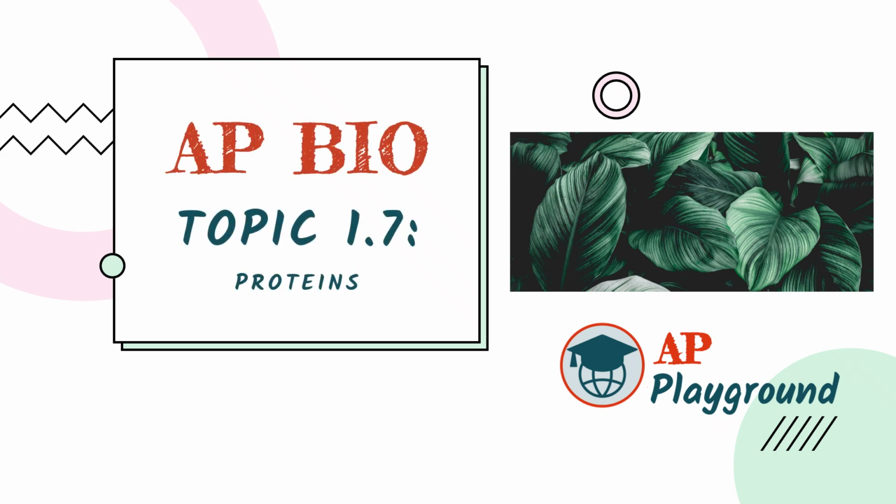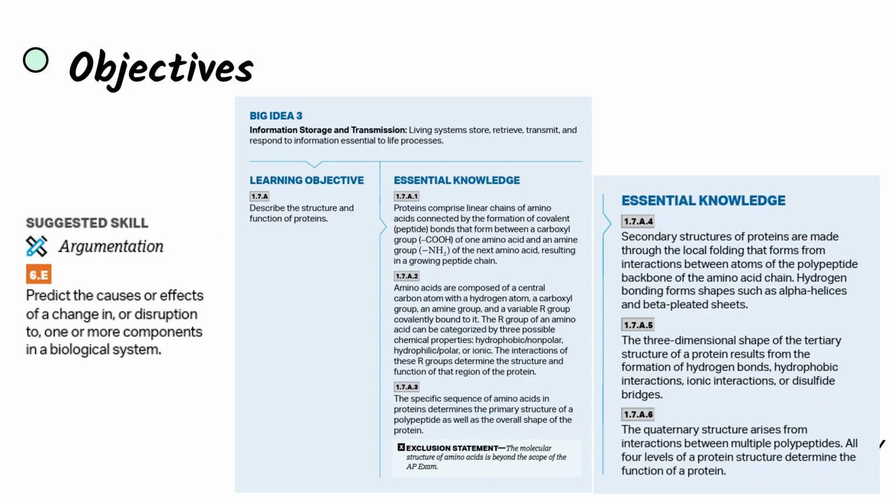Today we're talking about topic 1.7, proteins. Lots of objectives today, but all boiling down to describe the structure and function of proteins. So we're going to look at the formation of individual amino acids, the parts that make them all alike and the parts that make them different, as well as the different levels of protein folding that create a protein structure overall, as well as the function of proteins.